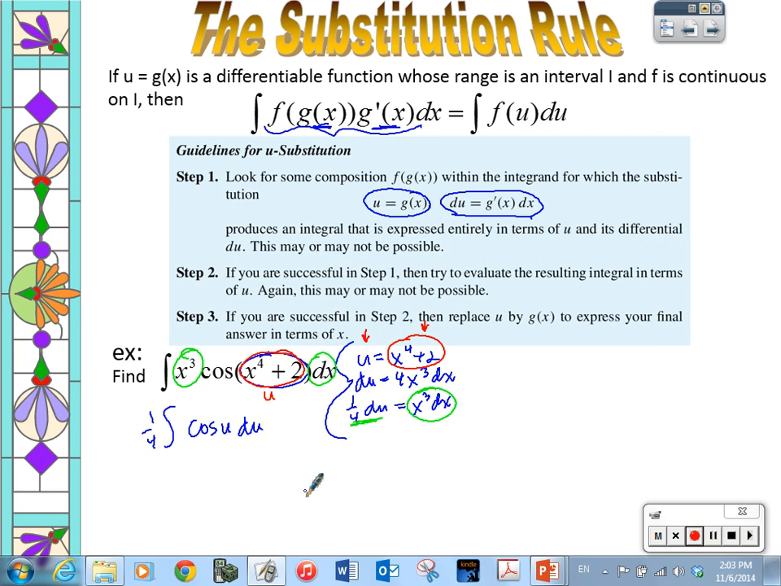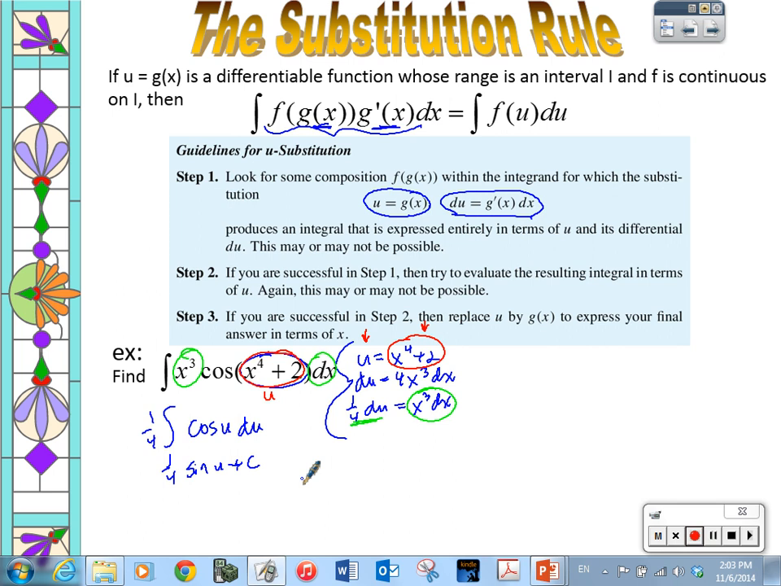So look at the complexity level of what we're left with. Whatever we're left with needs to be a formula that you know. If it's not, then you picked the wrong substitution. Do we know an integration formula for cosine? Yes, and that's what we're going to use. So now we do the integration with cosine. So again, we think, what would I have taken the derivative of to get cosine as my answer? Sine. So my answer is 1/4 sine u plus c.